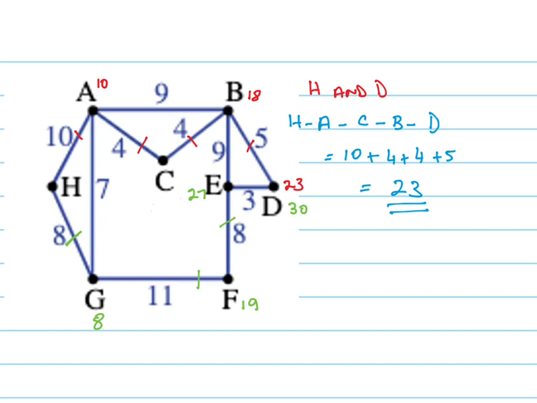Okay, on this one I've noted an alternative path in green, but it turns out the path that I've indicated here, H to A to C, B and then D, is shorter than the path indicated in green. It is 23 versus 30 kilometres.